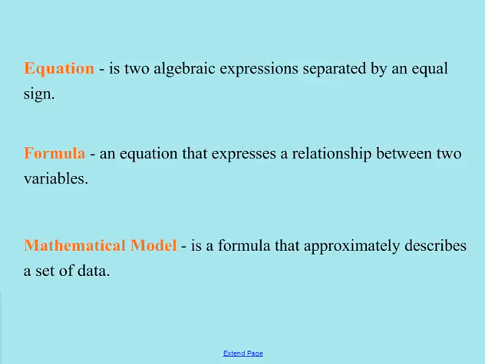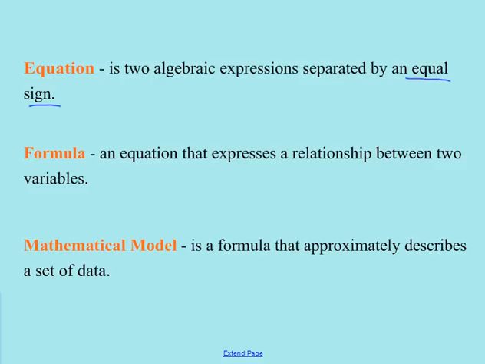So here are a few more definitions. An equation is two algebraic expressions separated by an equal sign. So I talked about this earlier. The difference between an algebraic expression and an algebraic equation is the equal sign. An equation has an equal sign, an expression does not. A formula is an equation that expresses a relationship between two variables. And a mathematical model is a formula that approximately describes a set of data.